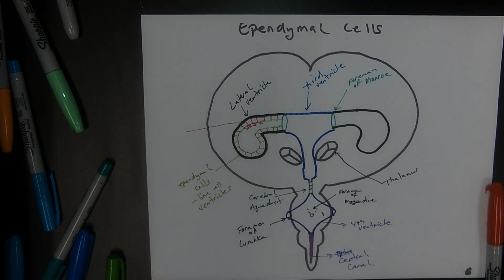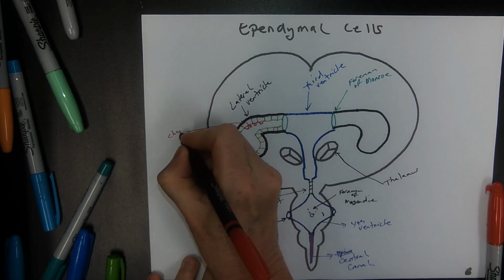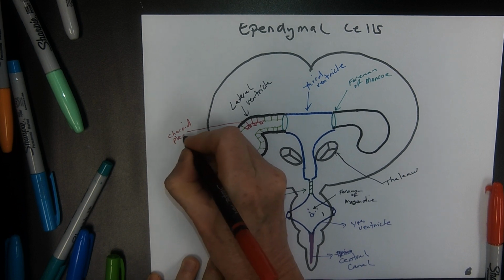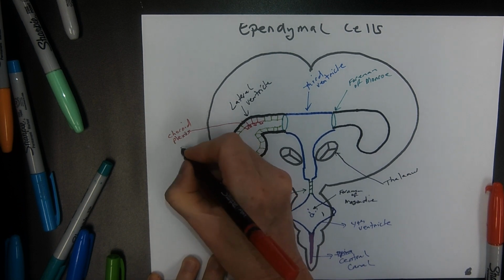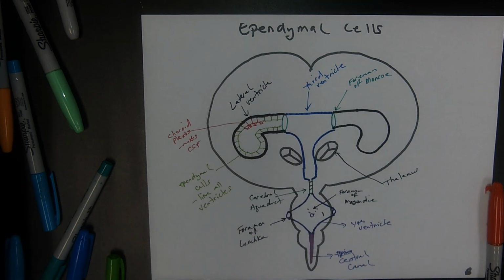And these choroid plexus actually work by filtering blood flow and pulling out cerebrospinal fluid, secreting it into the ventricular space. So this is your choroid plexus, and that makes CSF. So choroid plexus is nothing more than a specialized kind of ependymal cell.